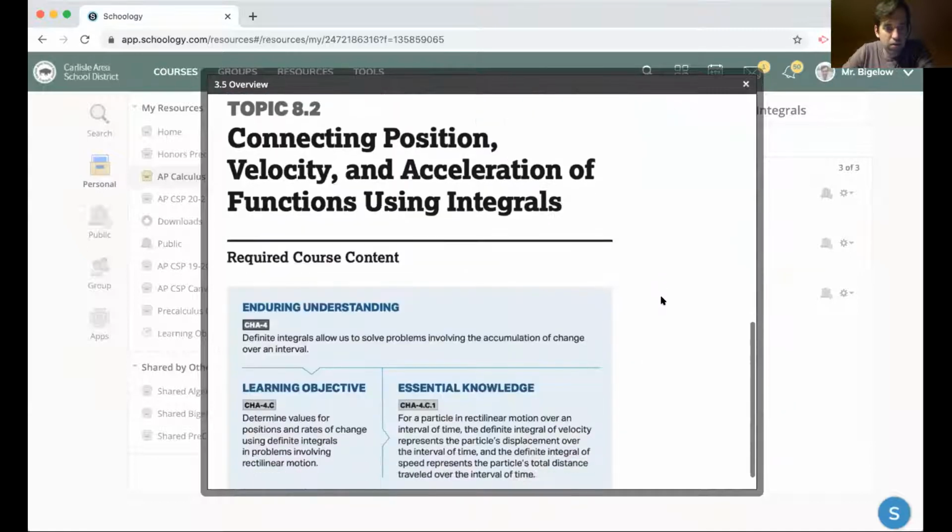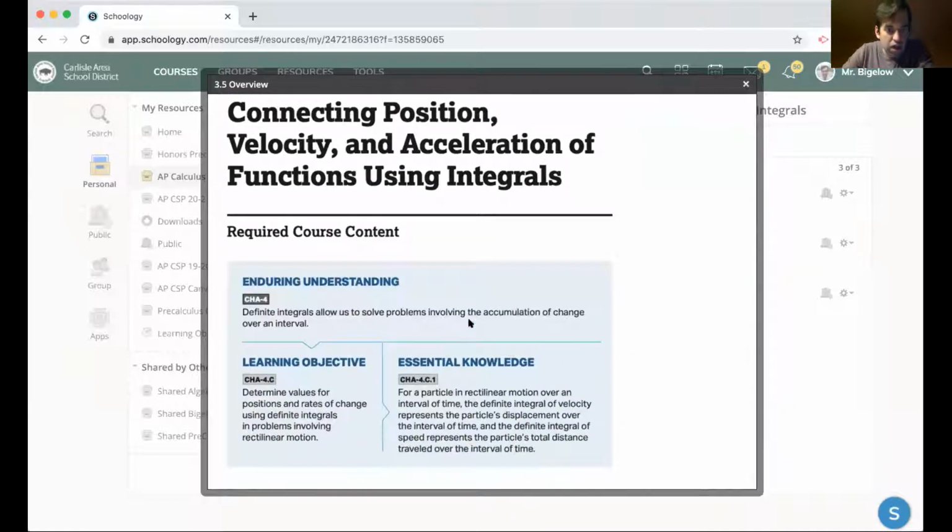If we take a closer look, the essential knowledge for this lesson is that for a particle in rectilinear motion over an interval of time, the definite integral of velocity represents the particle's displacement over the interval of time, and the definite integral of speed represents the particle's total distance traveled over the interval of time.